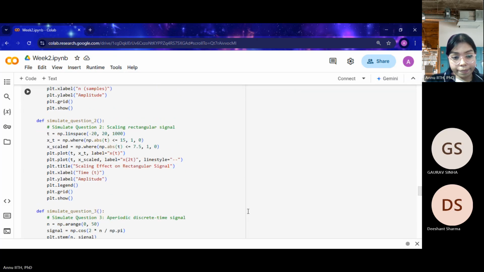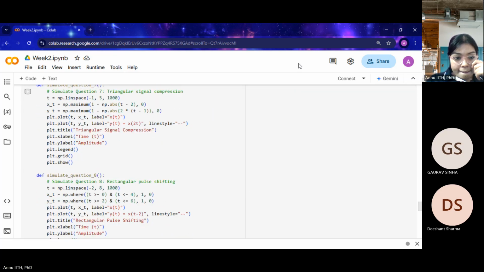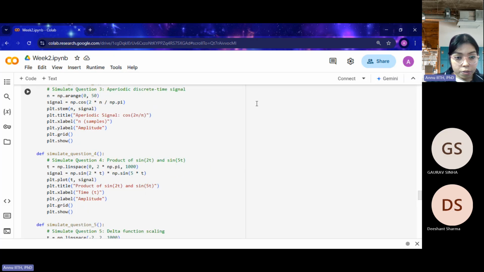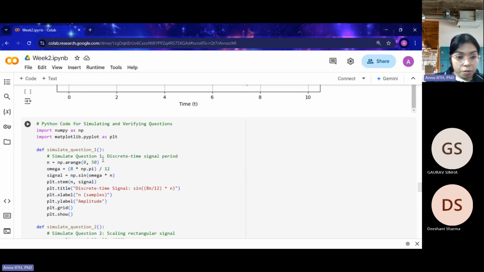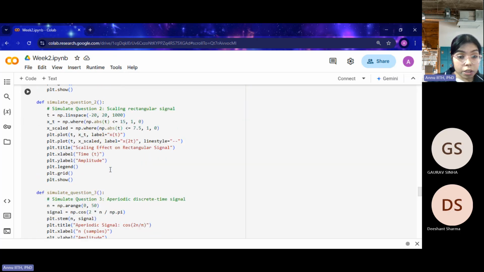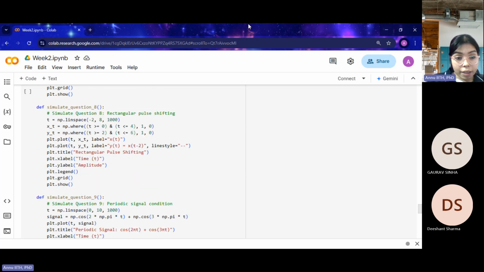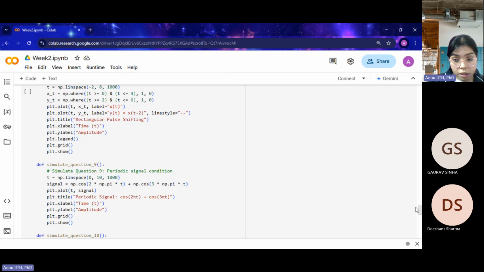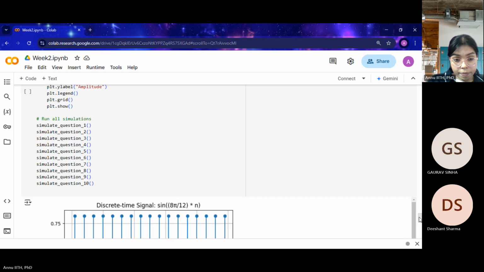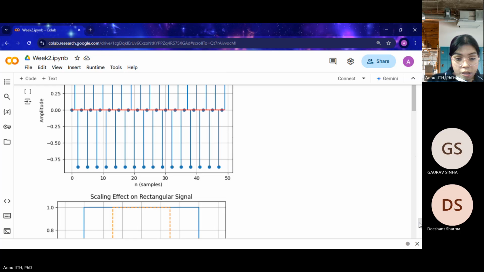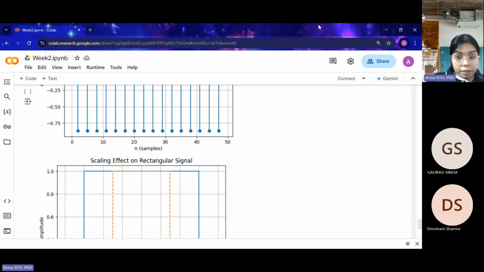Same code, but simulate question number 1. So what was that? The signal was sin omega. Question number 1 was sin omega. Some questions which I'm solving, I'm simulating that also. After solving, we will see these plots, the scaling effect on the signals.